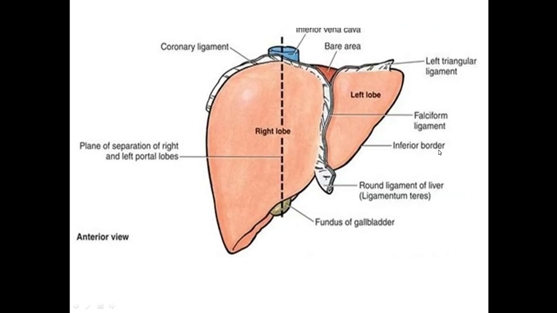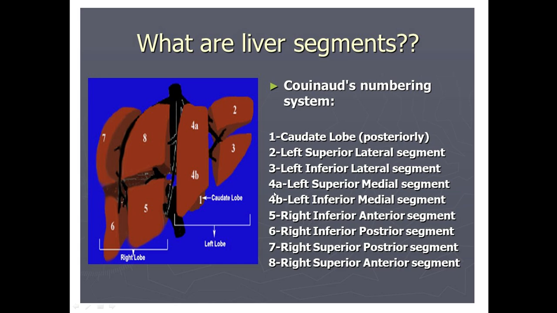Let's see the division. The plane from the inferior vena cava to the cystic notch is the plane of separation. This is one of the planes. The caudate lobe is on the posterior aspect. So they have divided according to that, and these are the liver segments. The first segment, which we cannot see over here because the caudate lobe is on the posterior aspect, is the caudate lobe posteriorly.